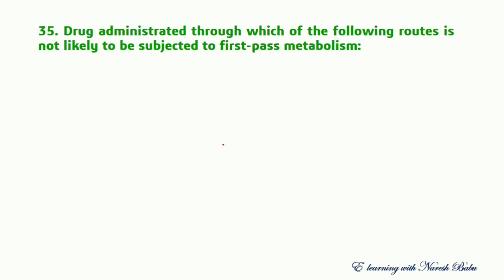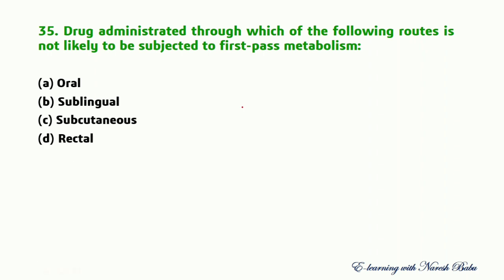And next question, the drug administered through which of the following routes is not likely to be subjected to first pass metabolism? Like oral, sublingual, subcutaneous, rectal. The drug administered through which route is not likely to be subject to first pass metabolism, nothing but oral.